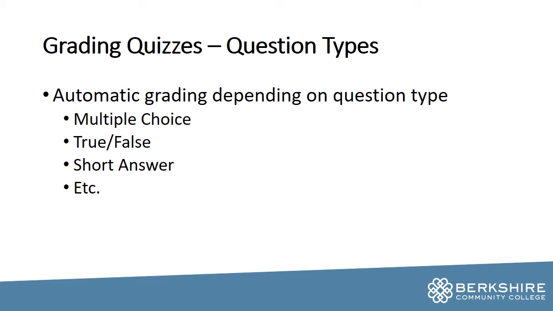One thing to keep in mind is that short answer questions have to be answered exactly as you have input them. So for example, if you ask, what is the capital of Massachusetts? And the short answer is Boston with a capital B, then students must type in Boston with a capital B. If they typed in Boston and misspelled the word or used a lowercase b, it would be marked as incorrect.